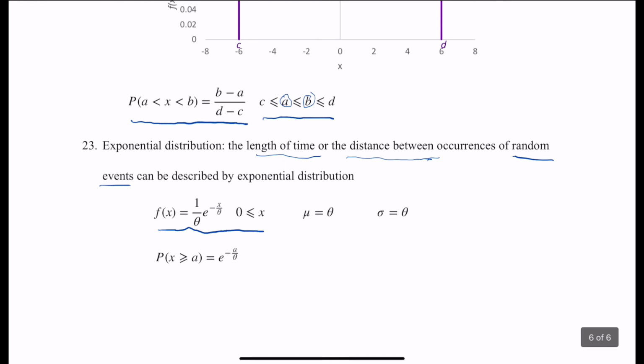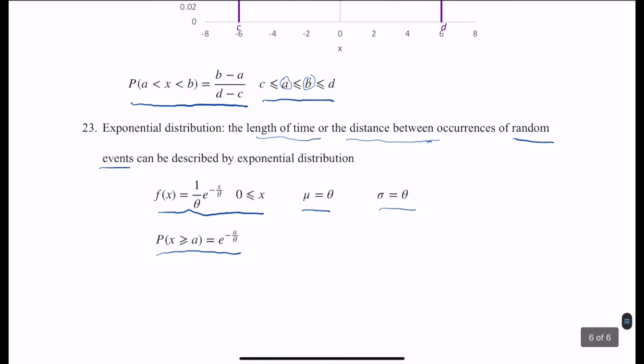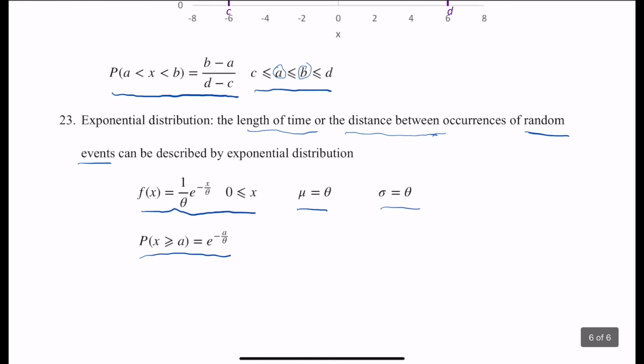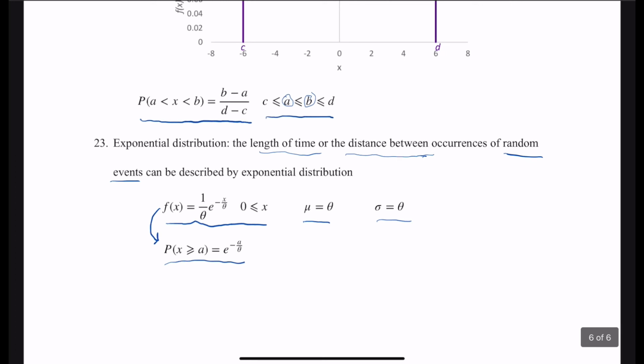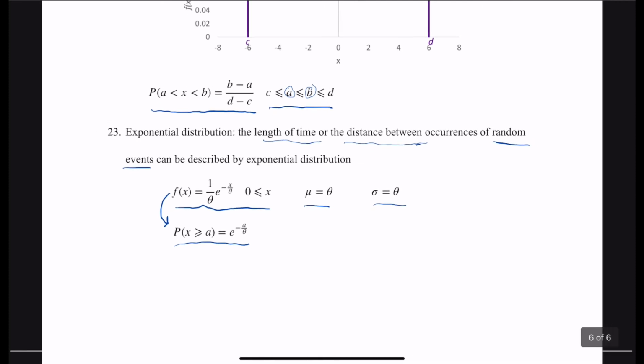And this is the PDF right here, the mean, the standard deviation, and this is how you calculate the probability. If you are interested, you can do integrals. You just integrate this function with x bigger than or equal to a. You can get the result, but I'm not going to show it here. Okay, so that's all about probability and distribution.